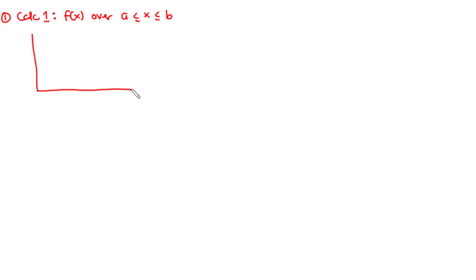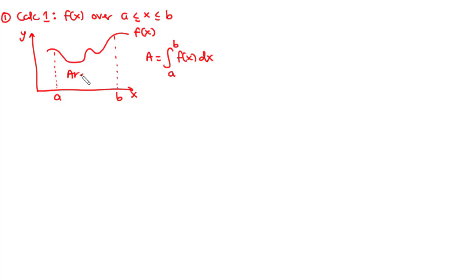So assuming we have this to be the xy plane, this is the y-axis, this is the x-axis, and then we have the function f of x producing this curve. So you are asked to find the area under the curve from A to B. And the area is given by the integral of the function f of x with respect to x from A to B. This is how to find the area under this curve from A to B.